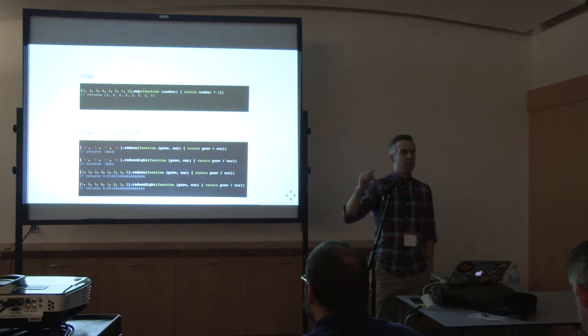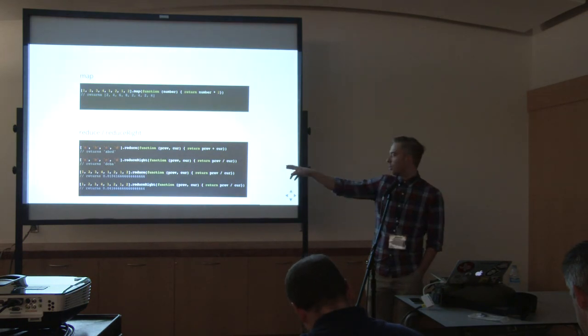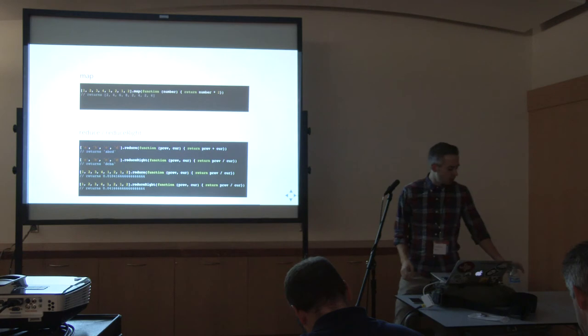Reduce right, same thing, but the opposite direction. So your first two would be 2 and 1. So prev would be 2, and 1 would be curr at that point.